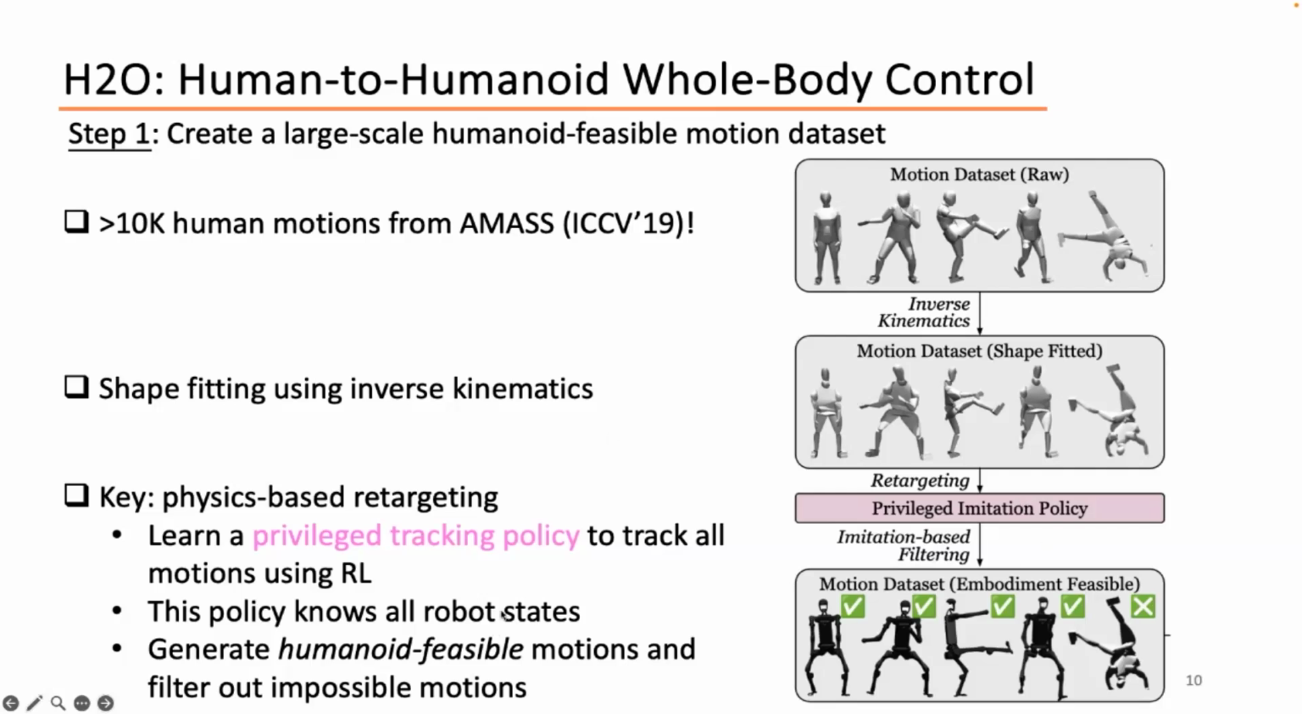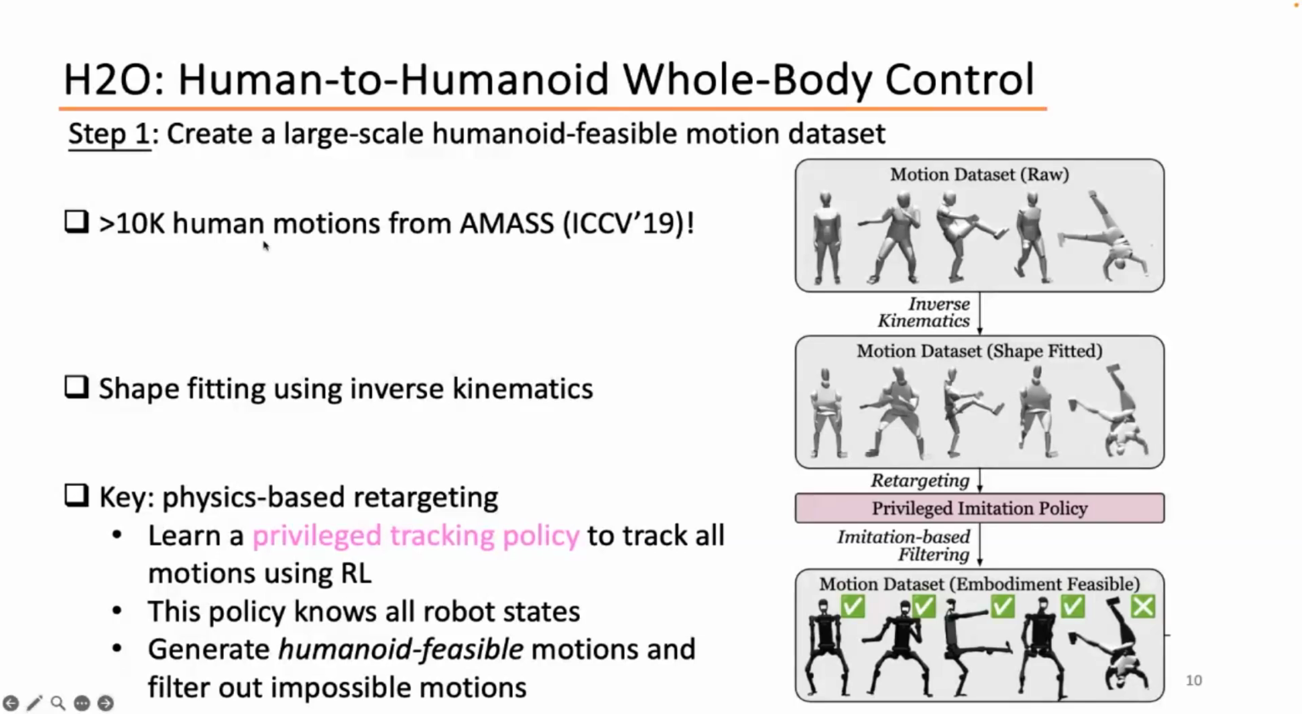And this policy can generate humanoid-feasible motions and filter out impossible motions. For example, in the third row, the last motion is too hard for Unitree H1, so we just remove it. The first four motions are rollout trajectories from the RL policy, and that will be the dataset. So basically, the idea is we do retargeting to translate what a human can do to what a humanoid can do, to make sure all these motions are learnable by the humanoid.